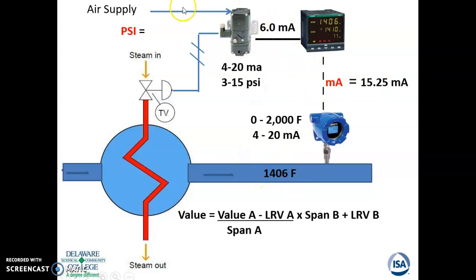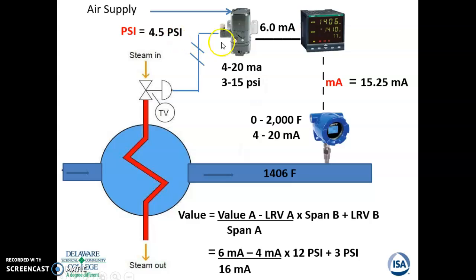Now we're going to take 6 milliamps and convert that to pounds. Same exact thing. We're just going to use different numbers. Our value of A is 6 milliamps. Now, what's the low range value? Well, it's 4 to 20, so it's 4. And the range again is 16. So we take 6 minus 4 and then divide by 16. And our new range is 3 to 15, so that's 12. Multiply that by 12, plus we add 3 pounds to that, all right? And that number is 4.5 psi. Okay, so that's where that number ends up.